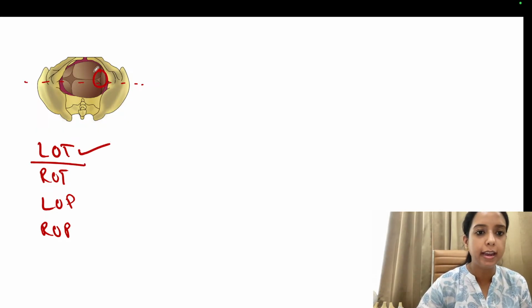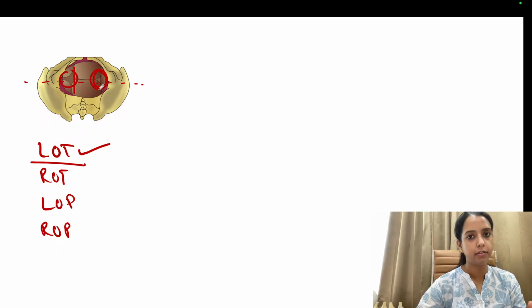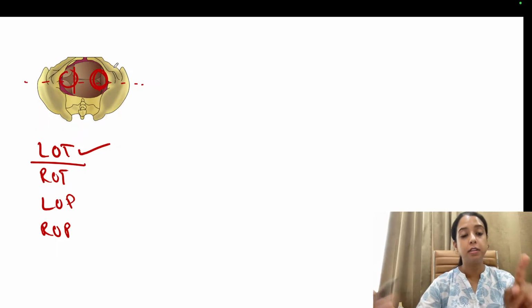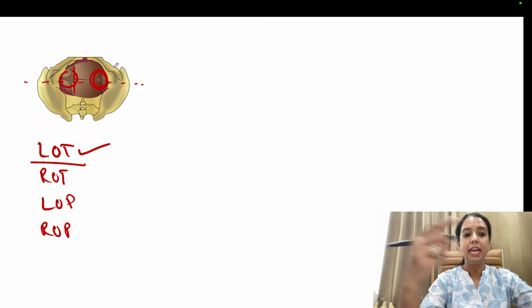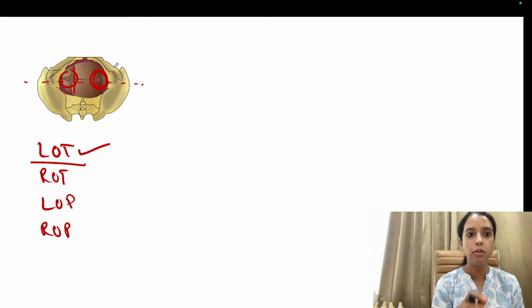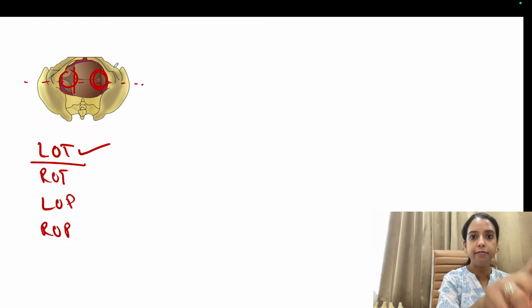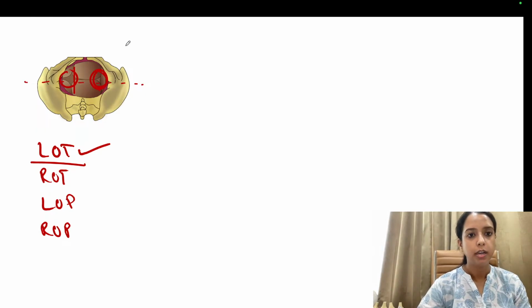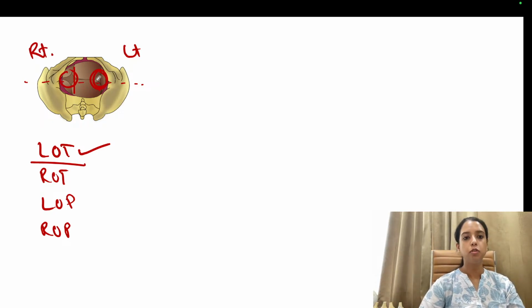So the triangular area is the occiput. The diamond is the sinciput. So this is my occiput. First thing I am clear. It is always a mirror image. The patient is lying in front of you, in lithotomy. You are seeing vaginally, so she is in front of you. So mirror image. This is your left side. This is your right side. So this is left occipito-transverse. Okay?